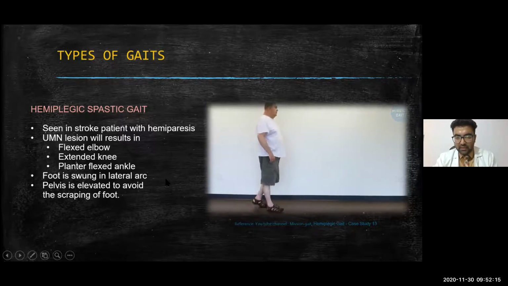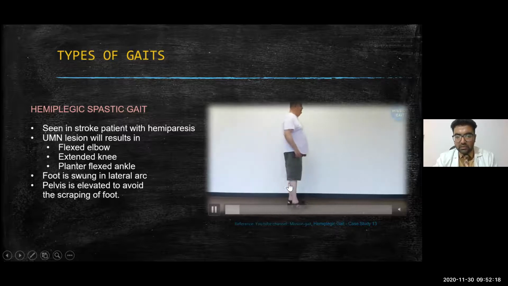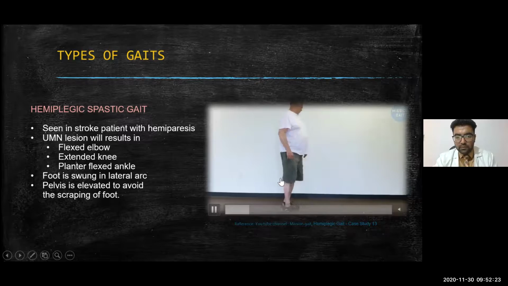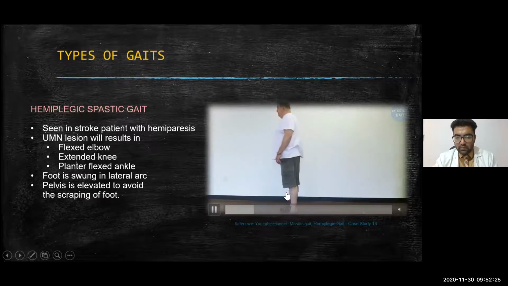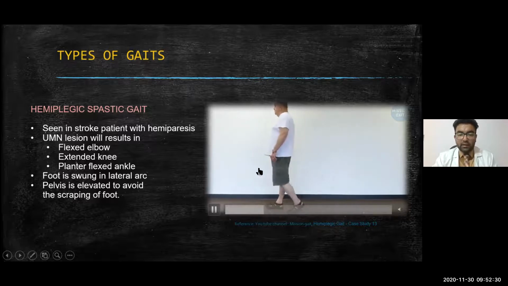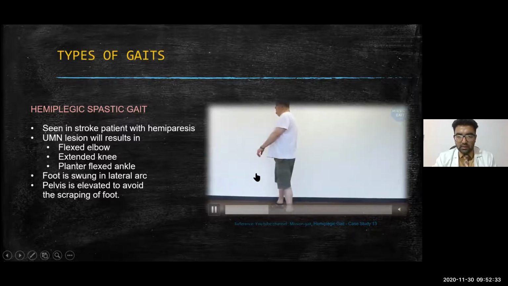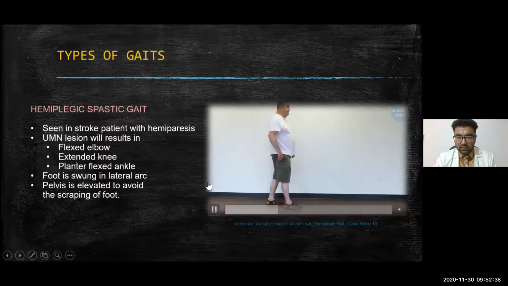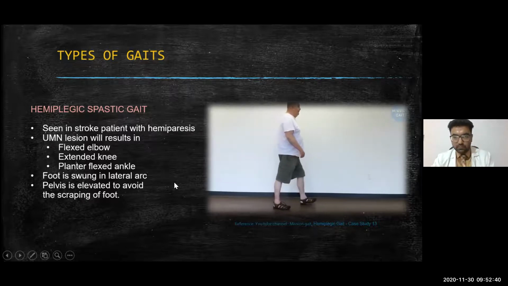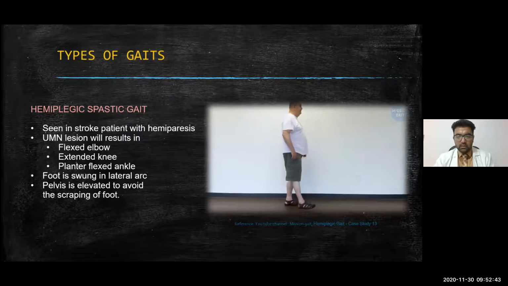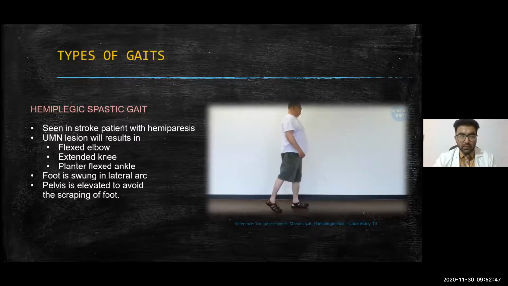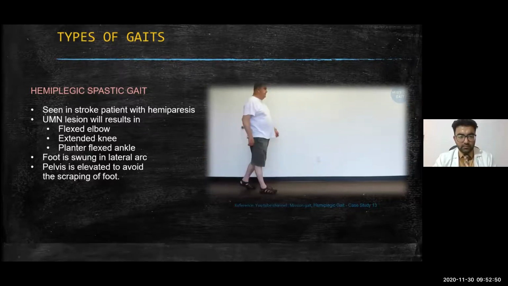So you can see that the knee is not flexed enough, the pelvis is also not flexed enough, and so in order to save its leg from scraping, the patient is making the lateral arc. So that's basically the hemiplegic spastic gait. Now we'll move to the next one.